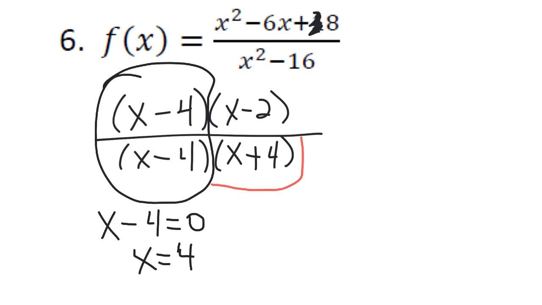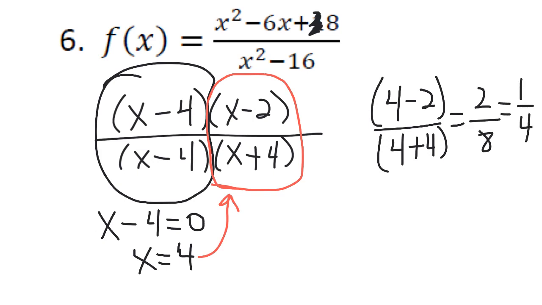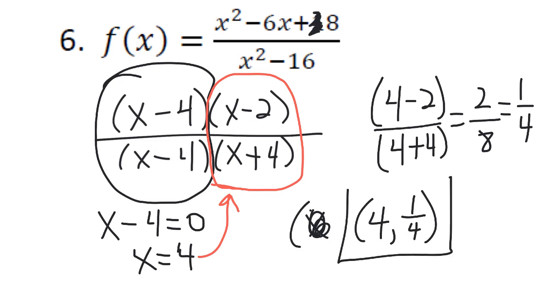So what we're going to do is take this other part that we did not cancel out, and we're going to plug this 4 in for x. And when we do, we get 4 minus 2 over 4 plus 4. And that gives us 2 over 8, which equals 1 over 4, or a quarter. So when x is 4, y is a quarter. And that is where our hole is located.